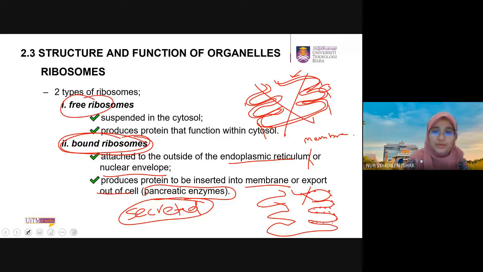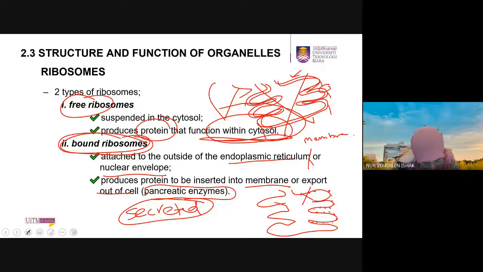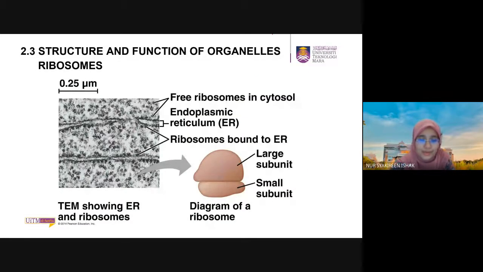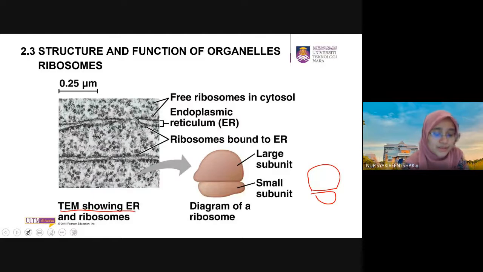But as for free ribosomes, they produce protein to be used within the cell, for example the structural proteins, like the cytoskeleton. That is just some examples. So this is the structure of the ribosome, just a simple diagram: a large subunit and a small subunit. As you can see, this is the image observed under an electron microscope, showing ER and ribosomes.